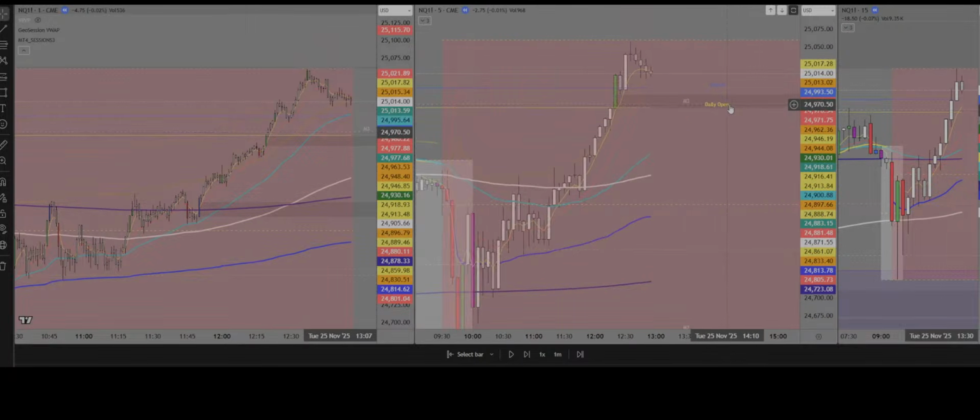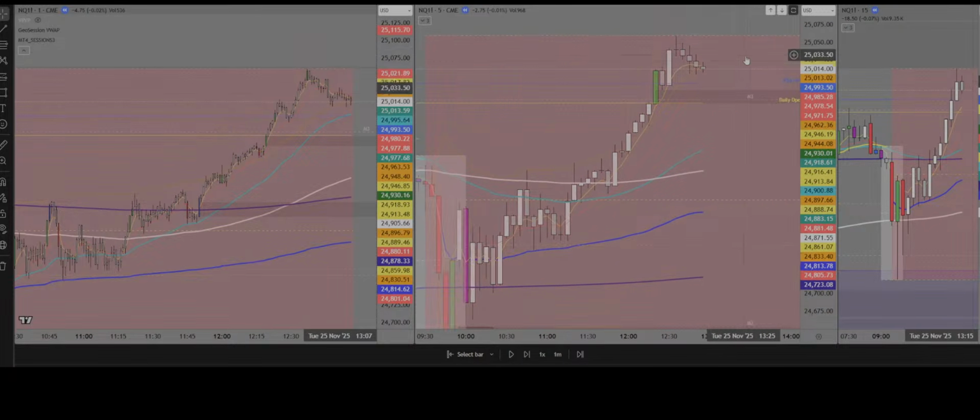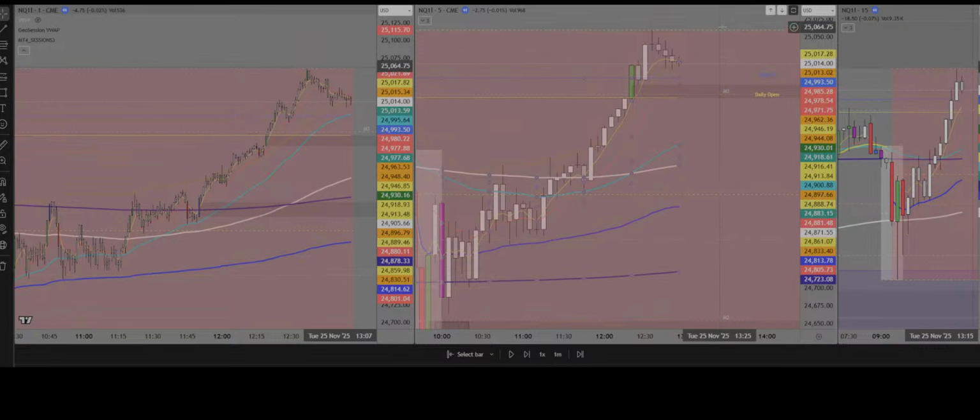There you go. See if we can retest yesterday's high. It's also the daily open right here. So if it can hold this area, I'd probably get back in and see if we get a little bit more upside.